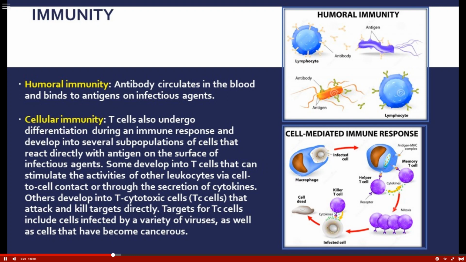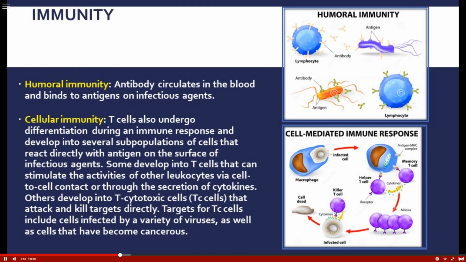Now think T cells. T cells can undergo differentiation, of course, and in the immune response they develop into some of these subpopulations. T cells can stimulate the activities of other leukocytes, maybe with cell-to-cell contact. Other ones go into something called T cytotoxic cells. They attack and kill targets directly. Some of them function in a slightly different way, but you really want to think about T cells.